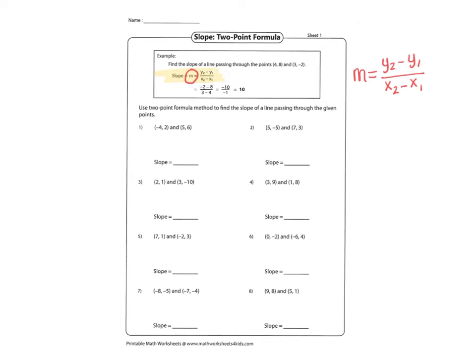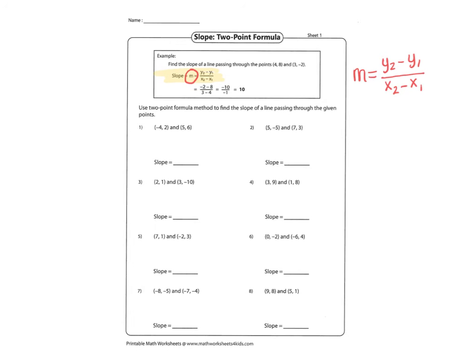So what I'm going to do is basically subtract my 2 y values on top, and I'm going to subtract my 2 x values on the bottom, and it's going to make a fraction, and that's going to be my slope. Now, when you do this, it really does not matter which one you start with, the second y or the first y, as long as you follow the same pattern on top and bottom.